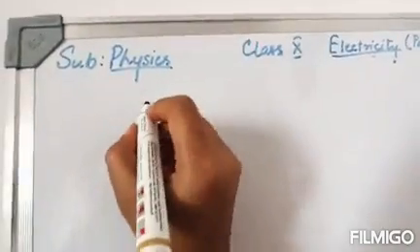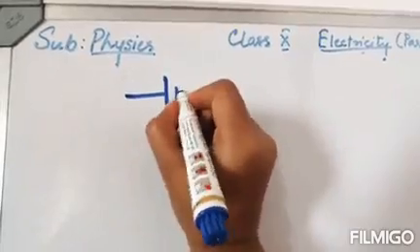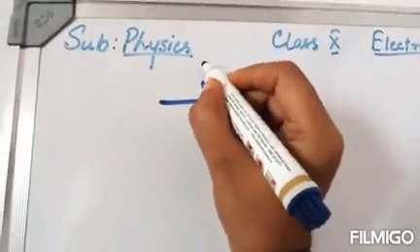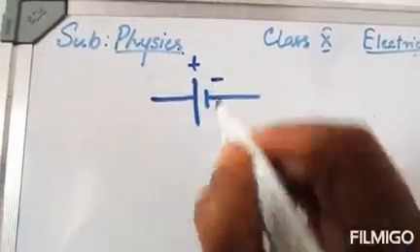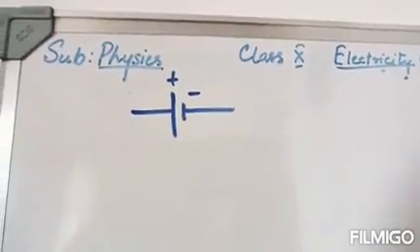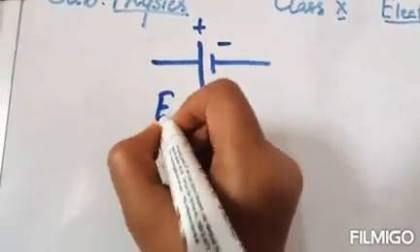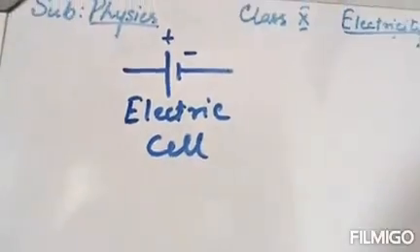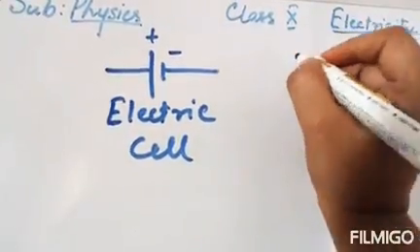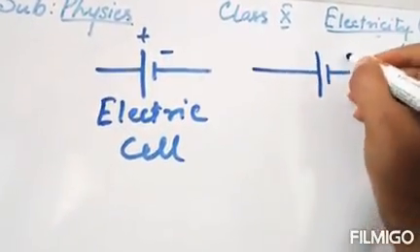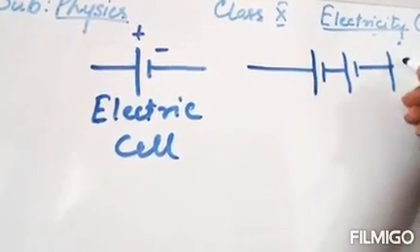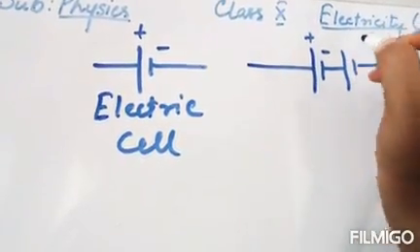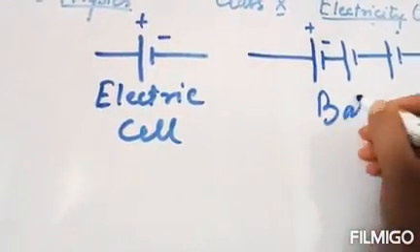First is the electric cell. One long strand with a short strand denotes an electric cell. The long strand denotes the positive end and the short strand denotes the negative end. This is known as an electric cell. Next, what is a battery? A battery is a combination of electric cells. When two or more cells are linked together, that forms the battery. This is the battery.